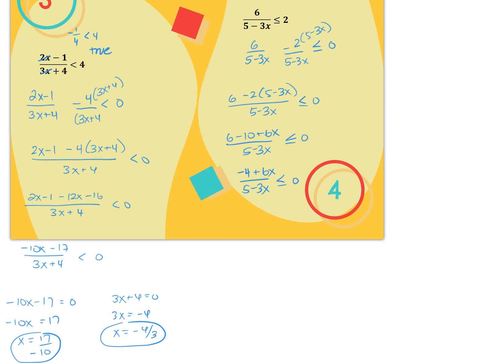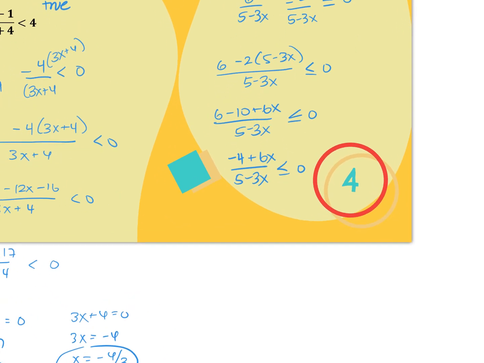So now I'm going to make my numerator equal to 0. And I'm going to get 6x equals 4, x equals 4/6, which is 2/3. And I'm going to make my denominator equal to 0. So negative 3x equals negative 5, and x equals negative 5 over negative 3, which is 5/3.